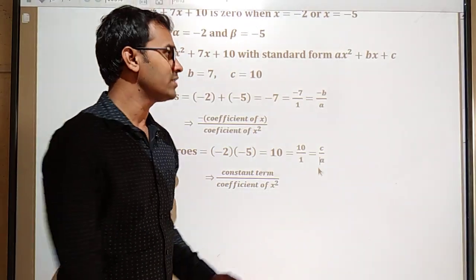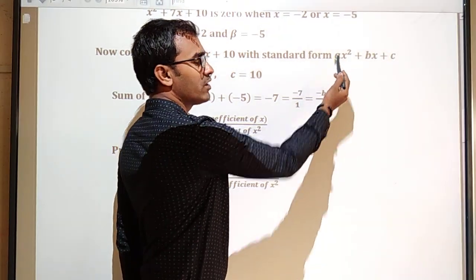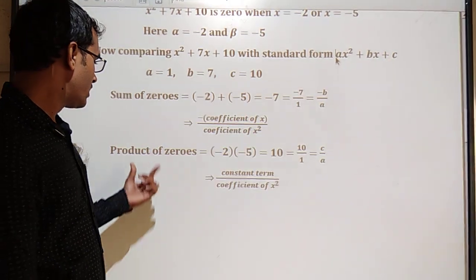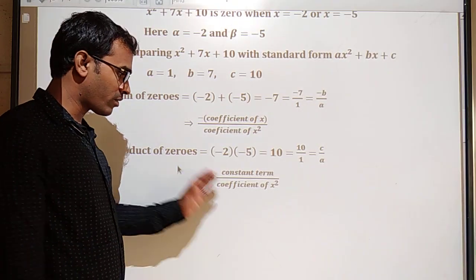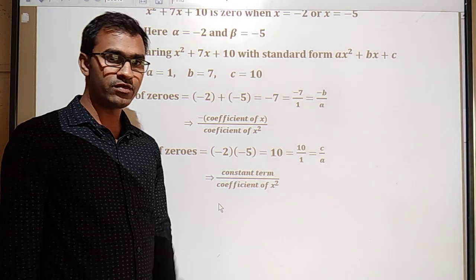So c upon a is the constant term upon the coefficient of x square. Therefore, the product of zeros is equal to the constant term upon the coefficient of x square. This is the formula.